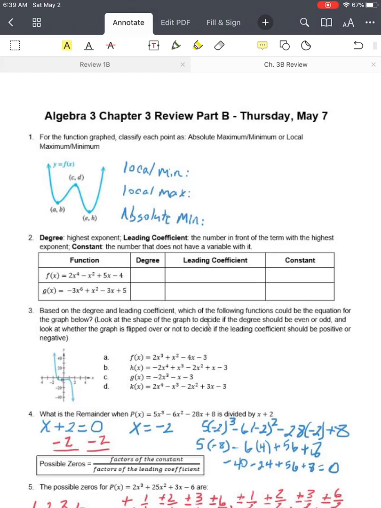For the function graph, classify each point as absolute maximum or minimum or local maximum or minimum. We know that the absolute maximum is the highest point on the graph, and you can see that it's going up forever and ever there and there, so it doesn't have an absolute maximum. That's infinity, but it has a local maximum right there at CD.